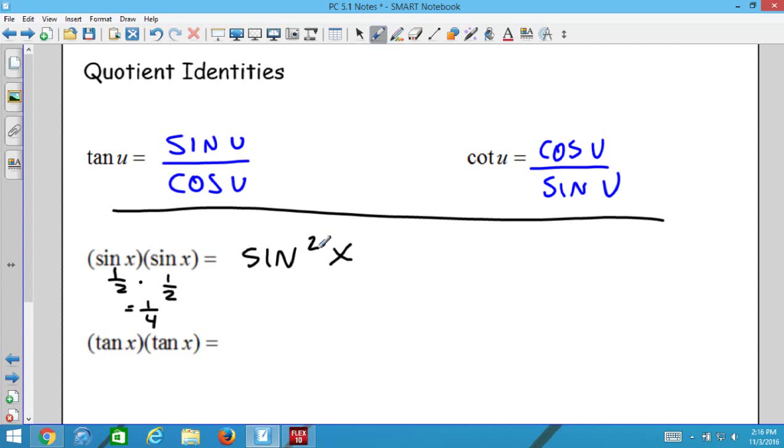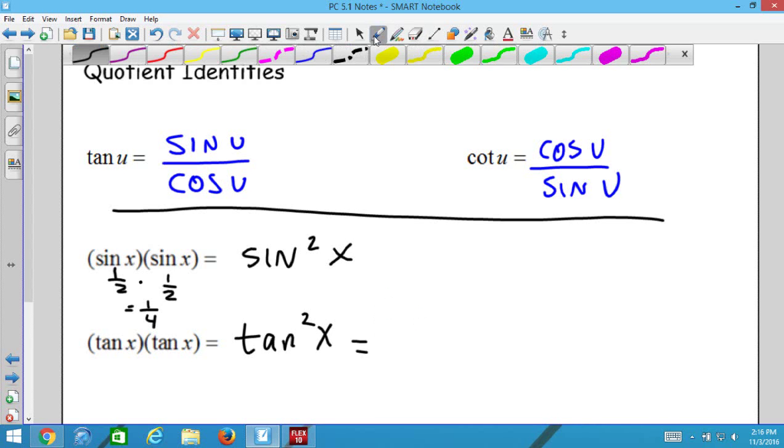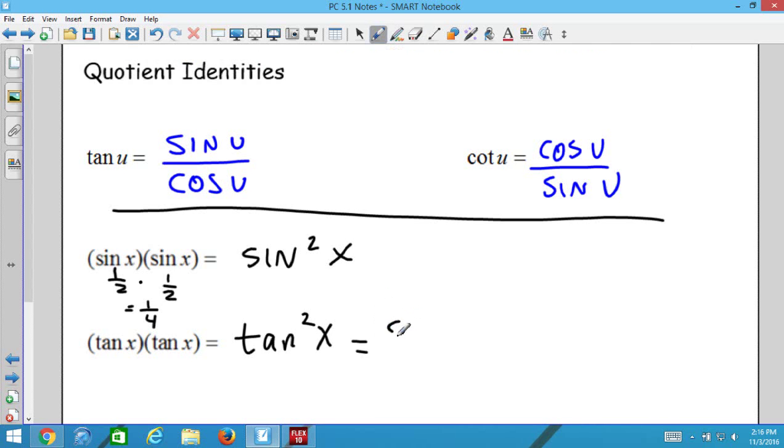Now if I did tangent x, multiply that by tangent x, what would that equal? Tangent squared x. But we've already talked about tangent is the same thing as sine u over cosine u. So you could, if you needed to, which you will at some point, write this as sine squared u over cosine squared u. Those are all equivalent. And there's one more. You just can't see it yet.